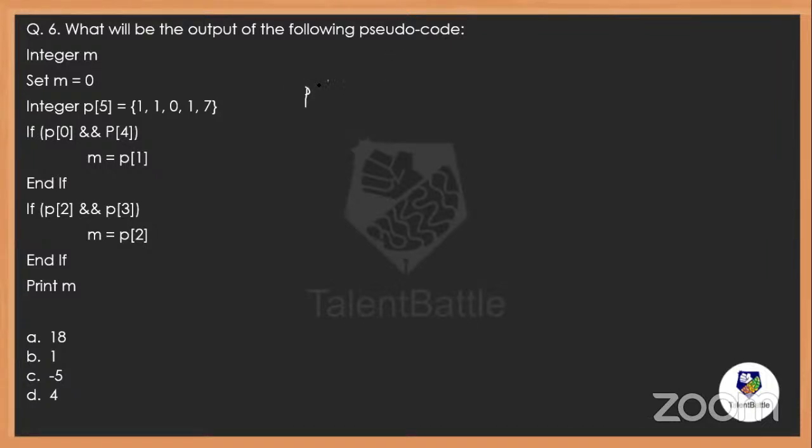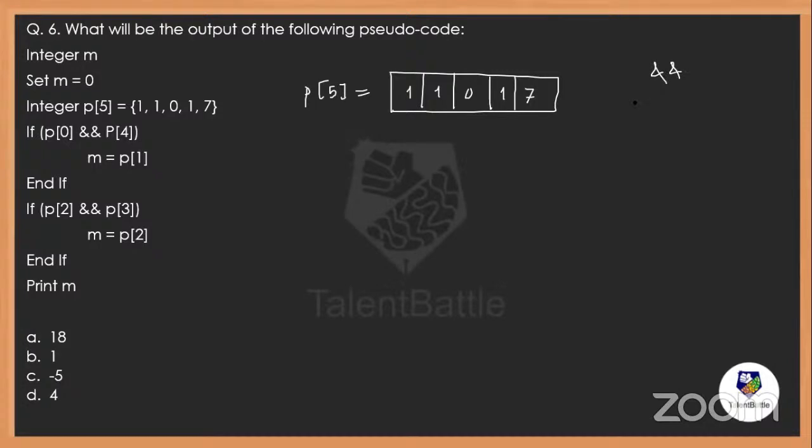So the array p of 5 is given to us with 5 elements: 1, 1, 0, 1, and 7. To solve this question, we should be very clear about the logic of logical ANDing. Logical AND is the operator which works like this: if expression 1 gives a true result and expression 2 also gives a true result, then the final answer will be true. It's like our bitwise truth table. If both the inputs are 1, meaning true, it will give true, otherwise it will be 0. If any expression is false, the final answer will be false.